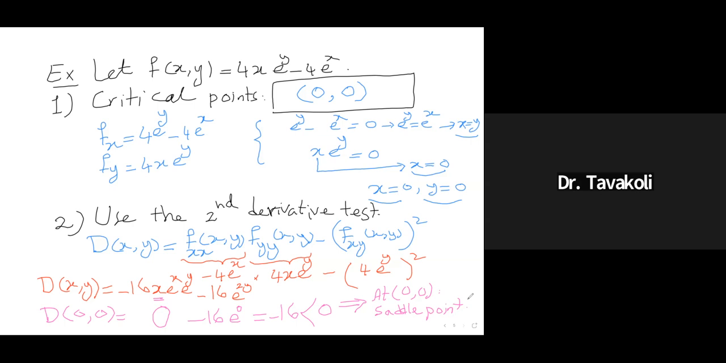If D at any critical point turns out to be equal to 0, then it's inconclusive. But here D is not 0, so it is conclusive.